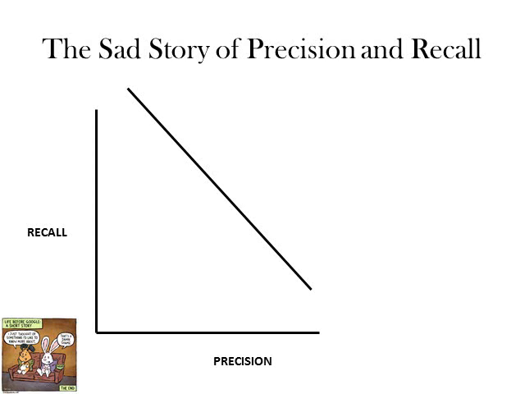So the story of information retrieval is one of negotiating these two inversely proportioned measures of success. If I start with high recall, typically my precision is going to be low, and if I start with low recall, typically my precision will be high.